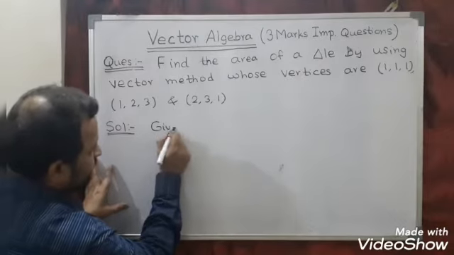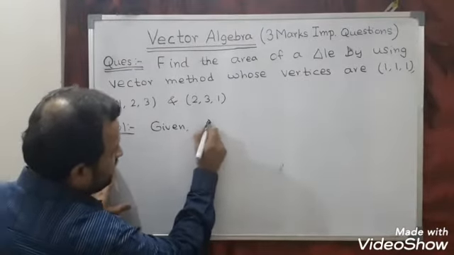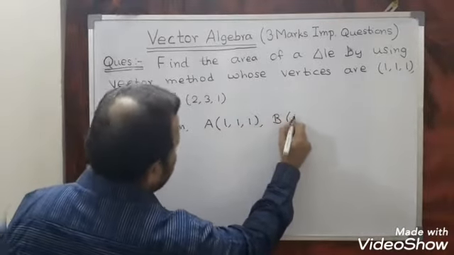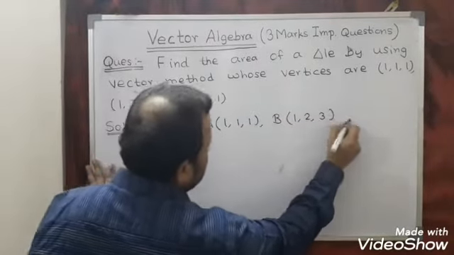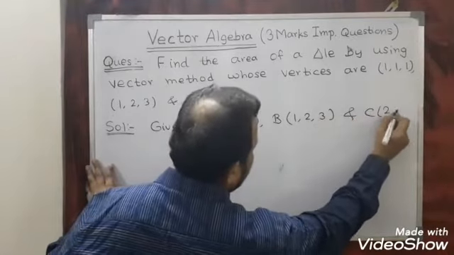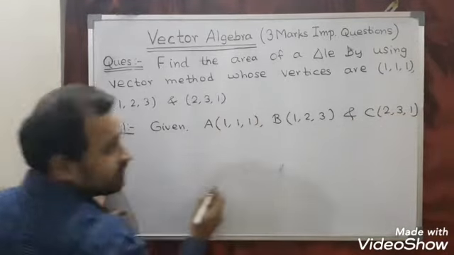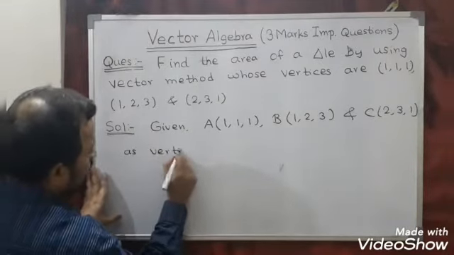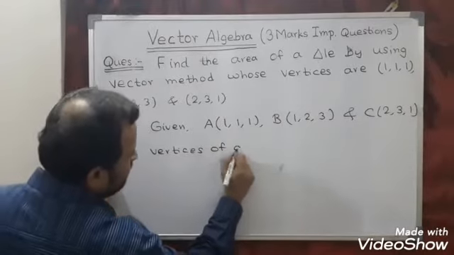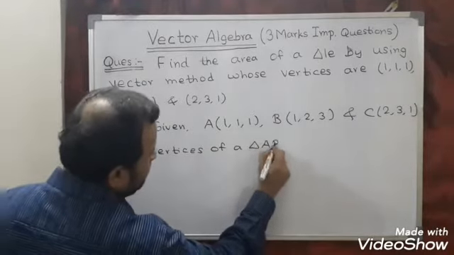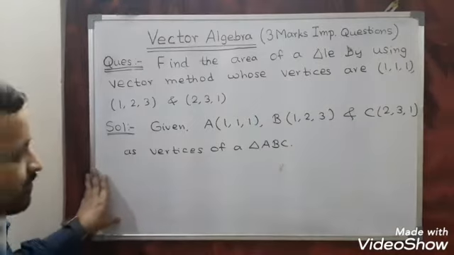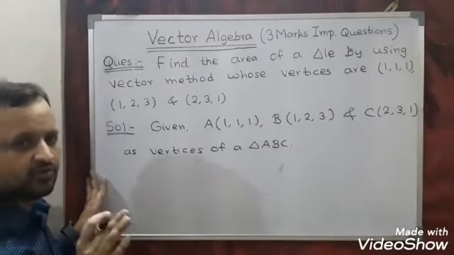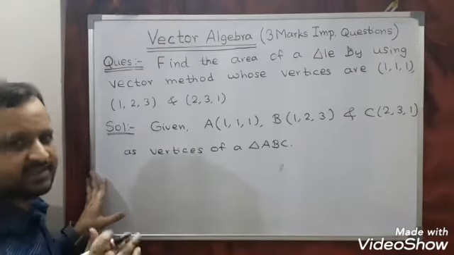So given A(1, 1, 1), B(1, 2, 3) and C(2, 3, 1) as vertices of a triangle ABC. Now what is the formula to find the area of a triangle? So the area of a triangle formula is half into mod of AB cross AC.